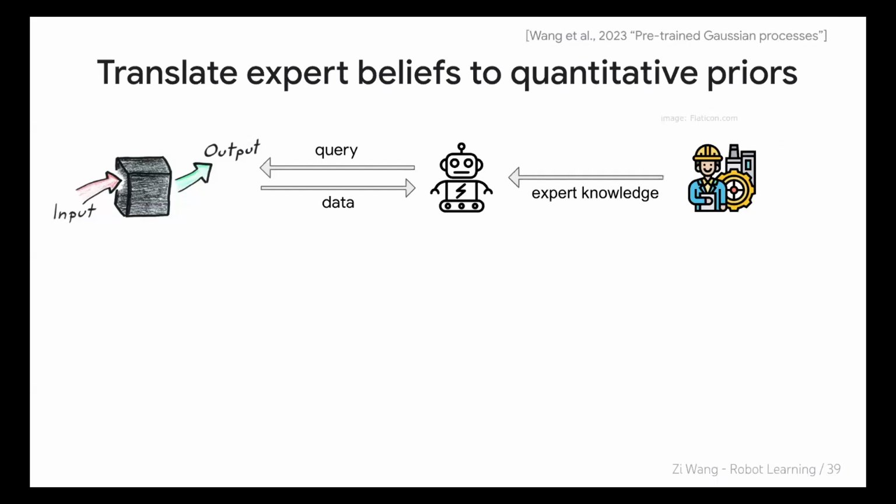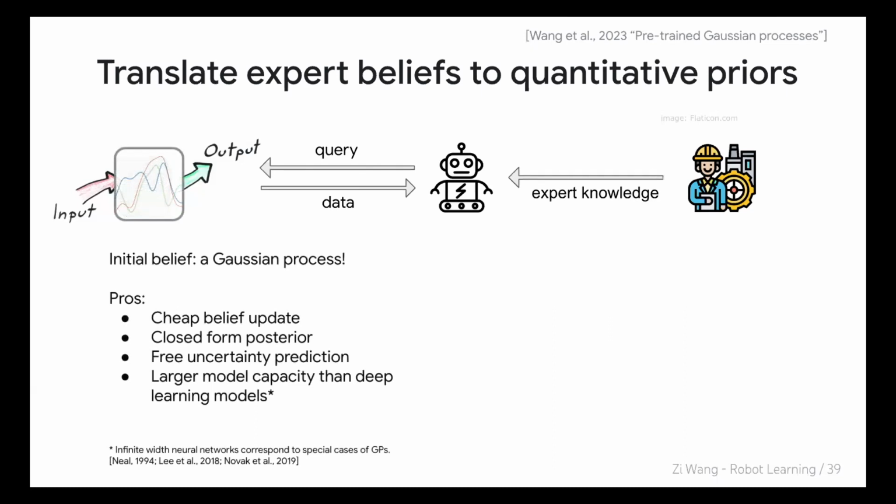It gives out query, it collects data. And the goal here is to make sure we can translate that expert beliefs into more quantitative priors that the robot can operate with. So if we want to build this particular system out, the kind of initial belief that's most easy to operate with, in my view, is a Gaussian process, because it's relatively cheap to update its beliefs, comparing to much more complicated models, and it has a closed form posterior prediction where we also get the uncertainty prediction for free.